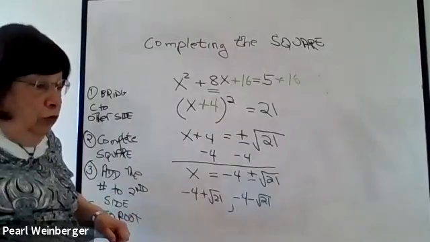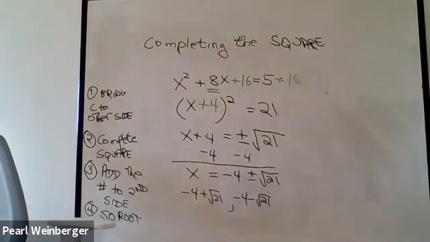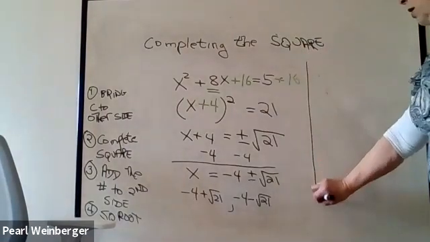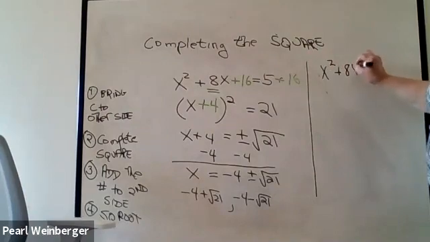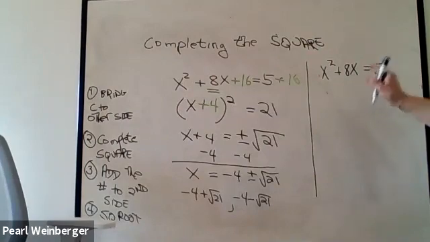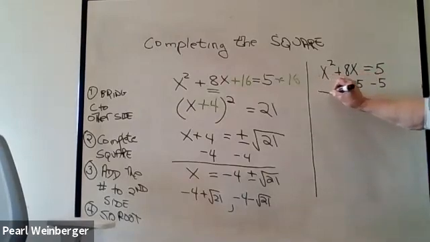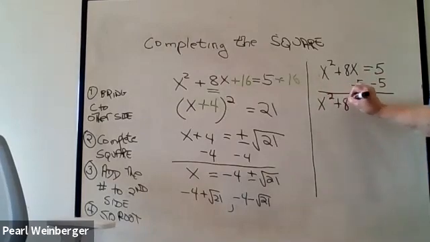Just to show you that we could have done this using the quadratic formula. Remember, here is my equation. x squared plus 8x equals 5. That's the equation we started with. If I want to use the formula, I have to have it equal to 0. So I have to bring the 5 to the other side. So that would give me x squared plus 8x minus 5 equals 0.